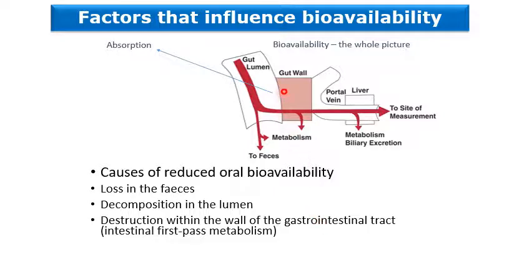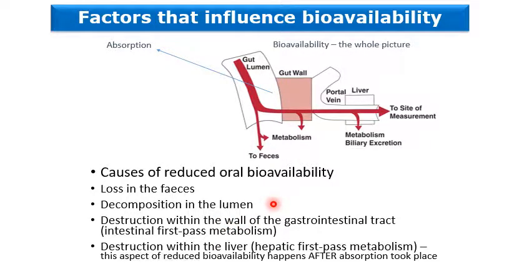You might know that the term brush border enzymes refers to the presence of digestive or metabolic enzymes within the apical side of the enterocytes, which are the epithelial lining of the gastrointestinal tract. This contains, as we said, digestive enzymes. Therefore, drugs are subjected to metabolism by the action of brush border enzymes within the gut wall.